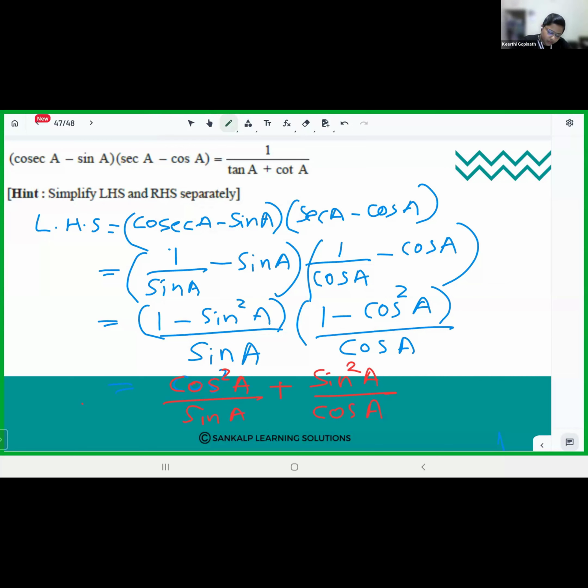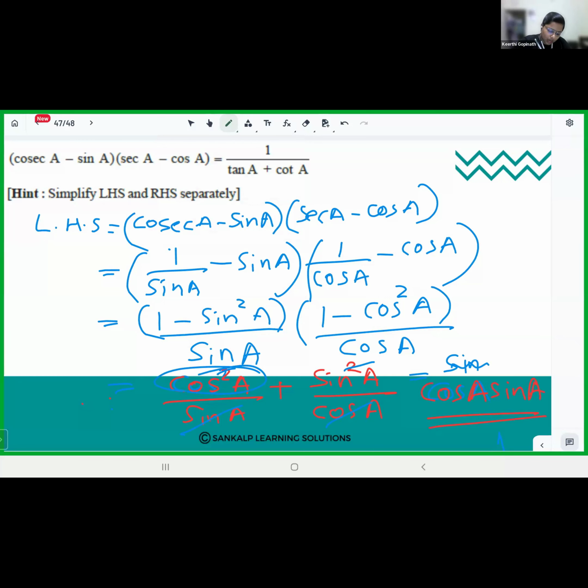Now what you have to do? We can cancel this, right? Sin A and sine square A. One sin A will get cancelled. Similarly, cos square A and this one cos A will get cancelled. So this will become, I'm sorry, it is cos A into sin A. The first term you can see cos A, and in the second term you can see sin A. That is cos A into sin A. So when you solve the LHS, you got cos A into sin A.